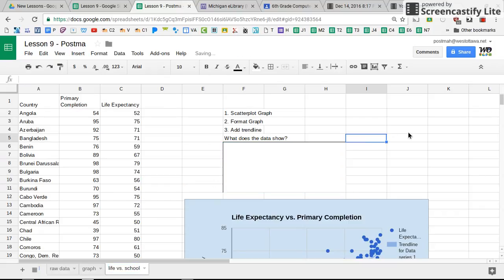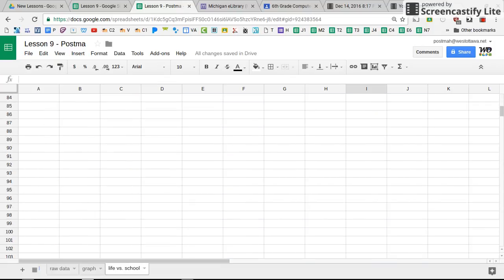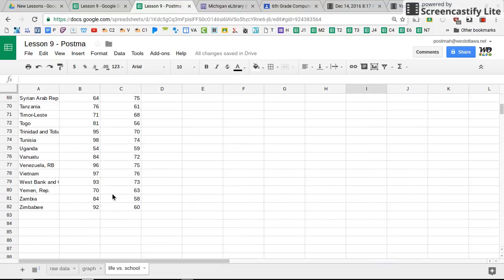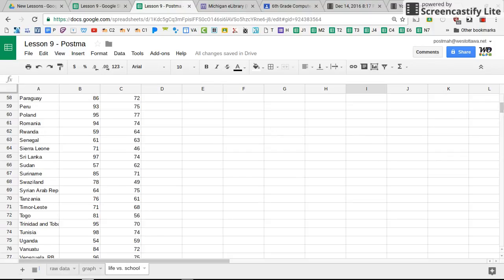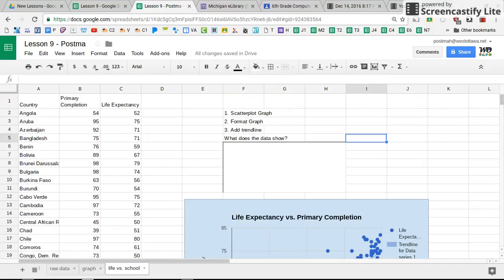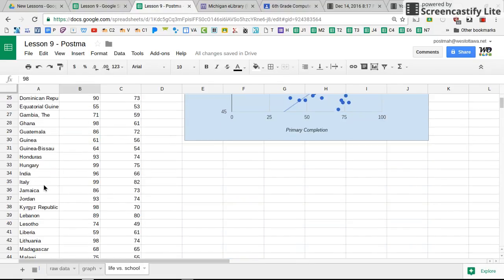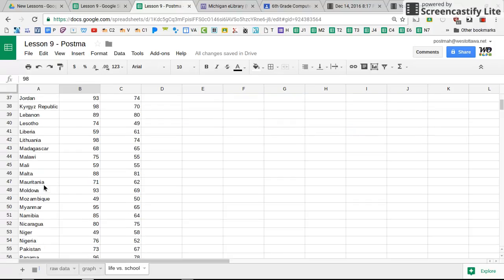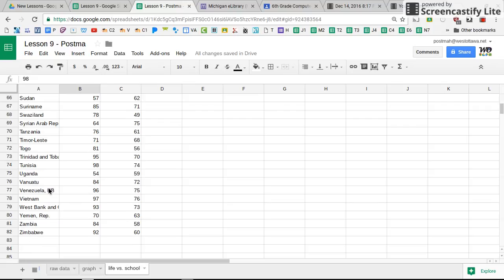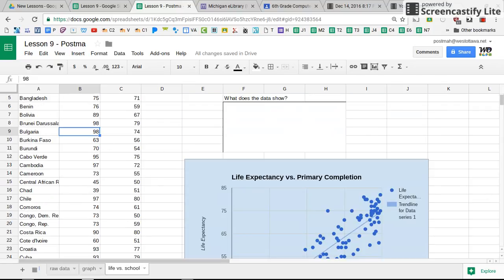I want to see if we can find the United States on here. So down here. I thought I would have that on there somewhere, but anyway, I'm not seeing it. All right. Well, anyway.